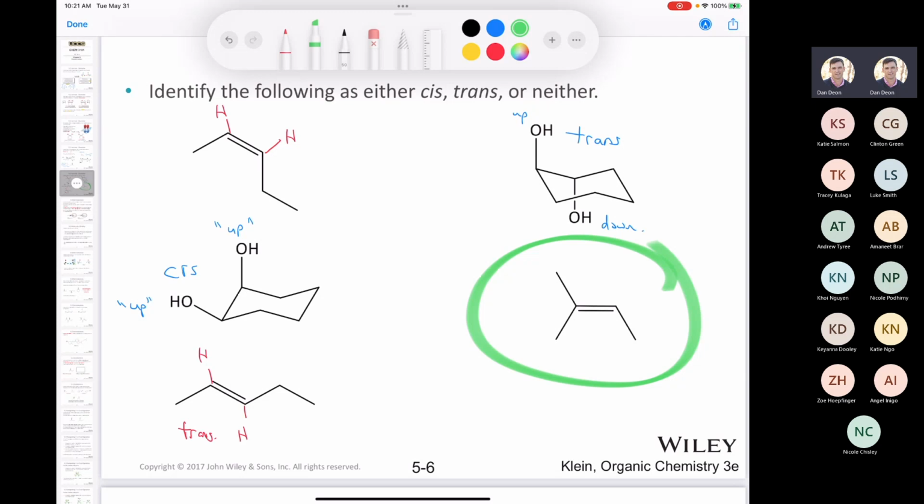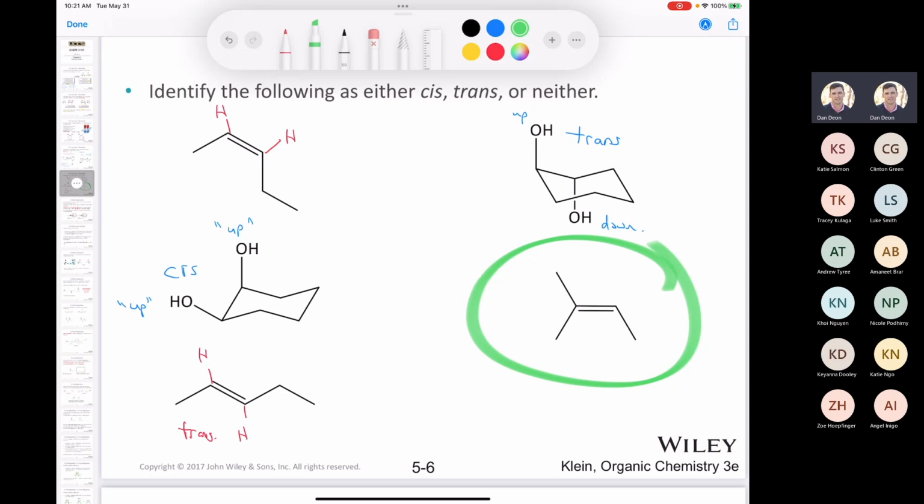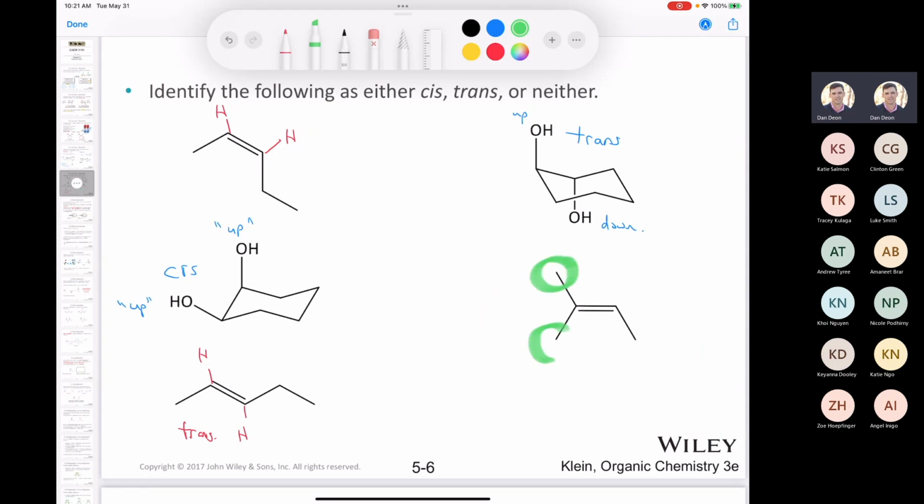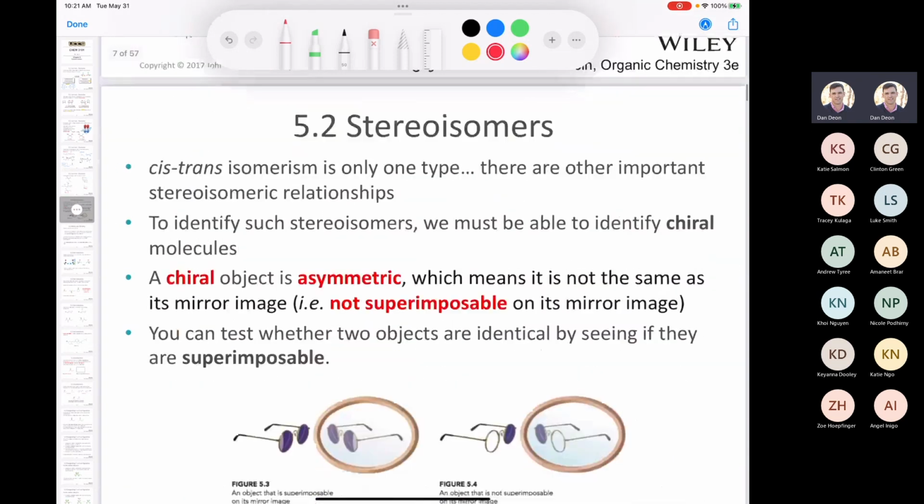It's neither, isn't it, Zoe? Exactly. Yes, Kian, absolutely. Whenever you have two groups that are identical on the same carbon, it can't be cis or trans. It's impossible because this methyl group is trans to this one, but this methyl group is cis to this one. So there's no cis or trans, and therefore this is going to be neither cis nor trans. There we go, a little practice on that.